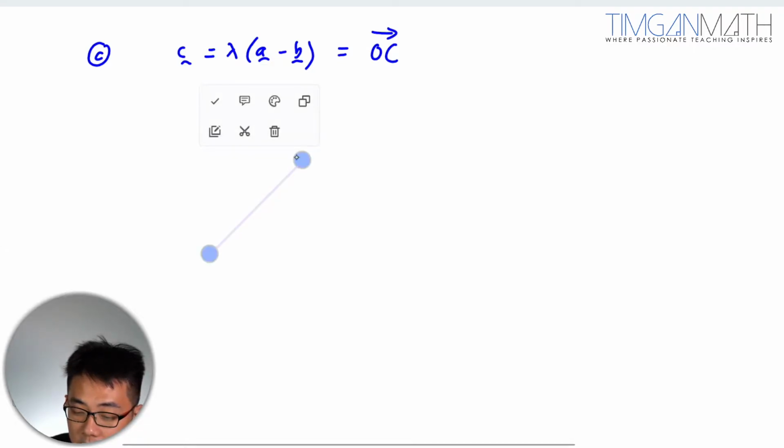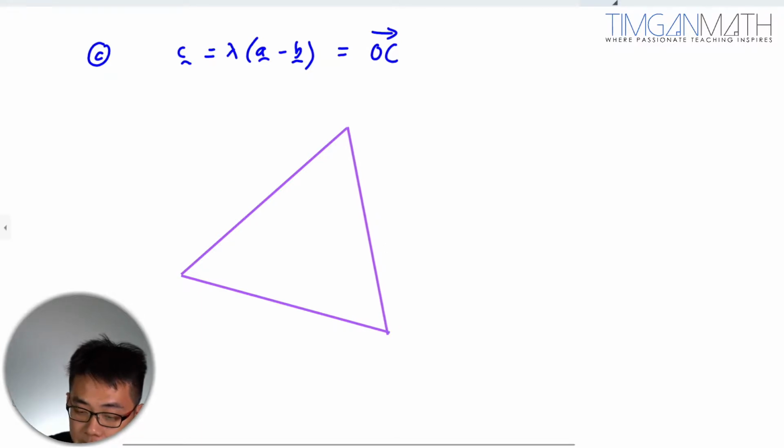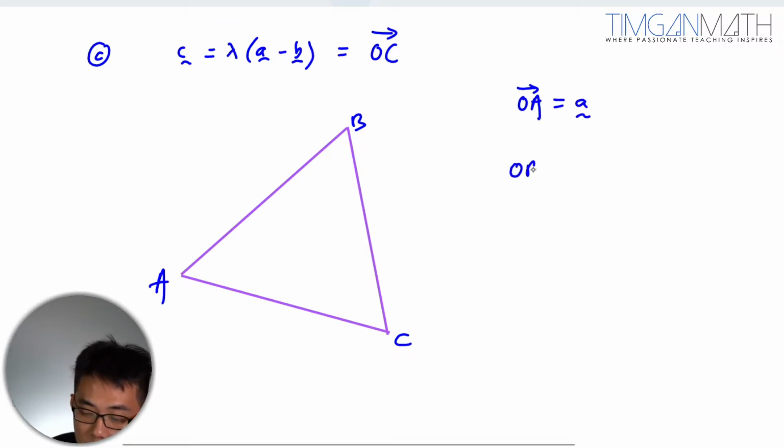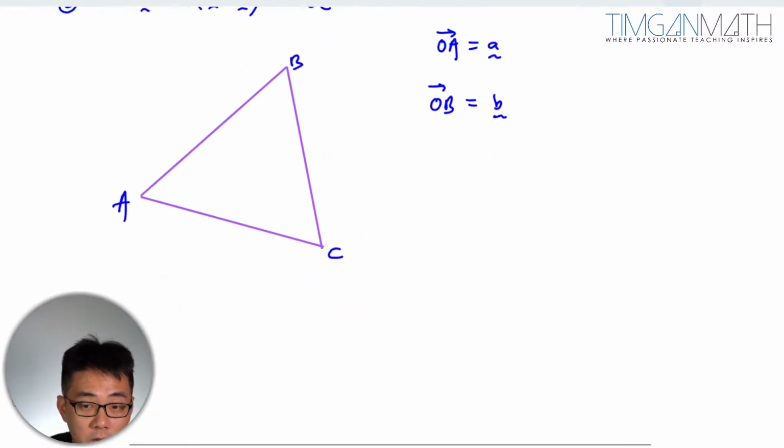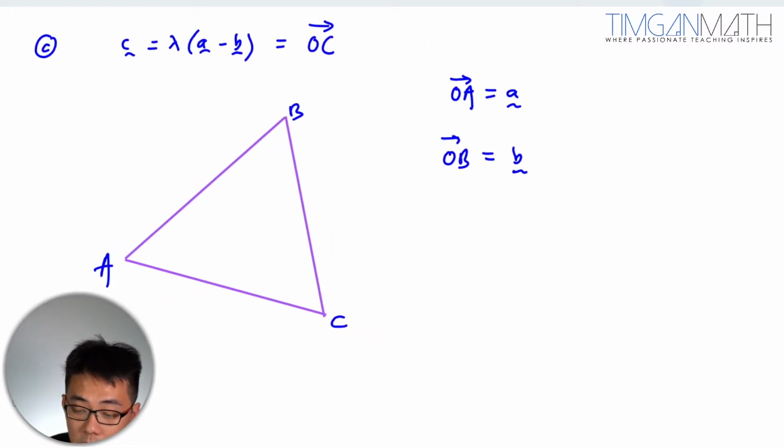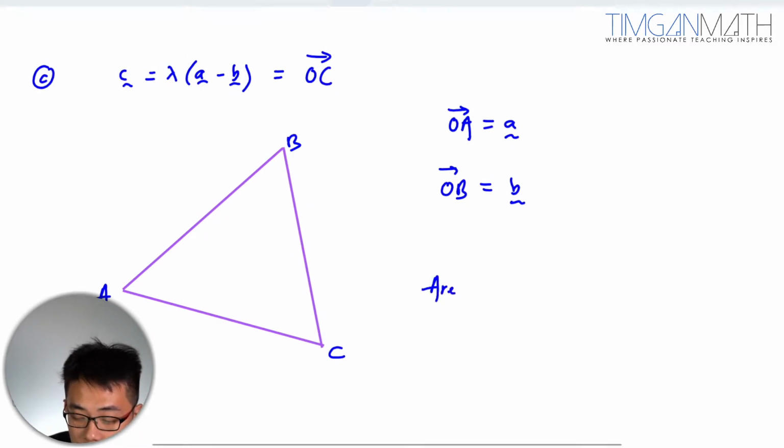So I'm going to draw a triangle ABC here and try to understand what's going on. This is A and this is B, and this is C. We know that the normal convention is being used, so OA is A, and OB is also B, right? So the question now is to show that the area of triangle ABC is independent of lambda.